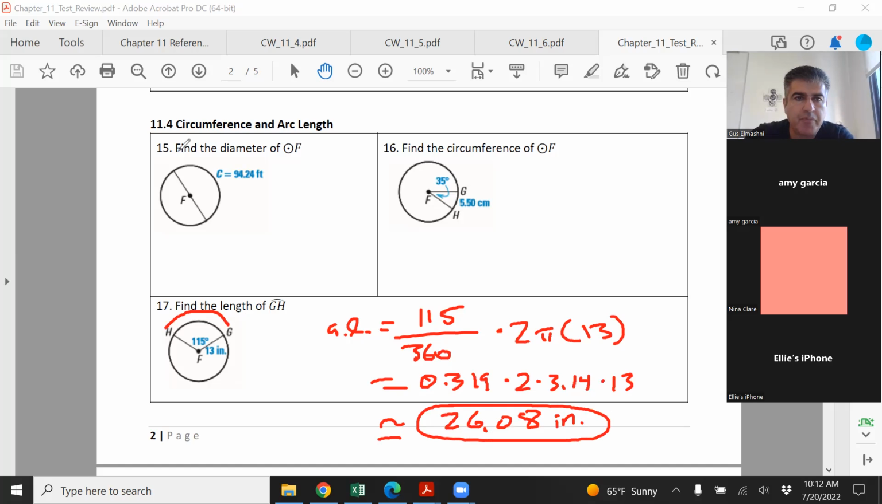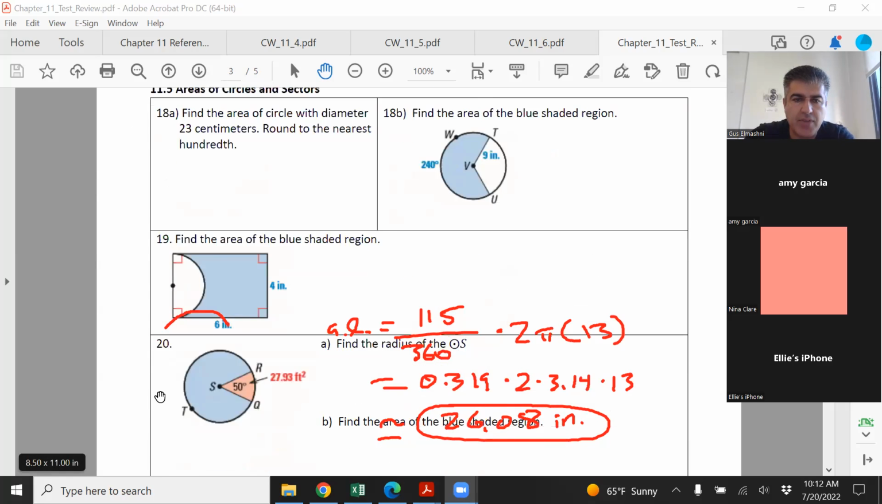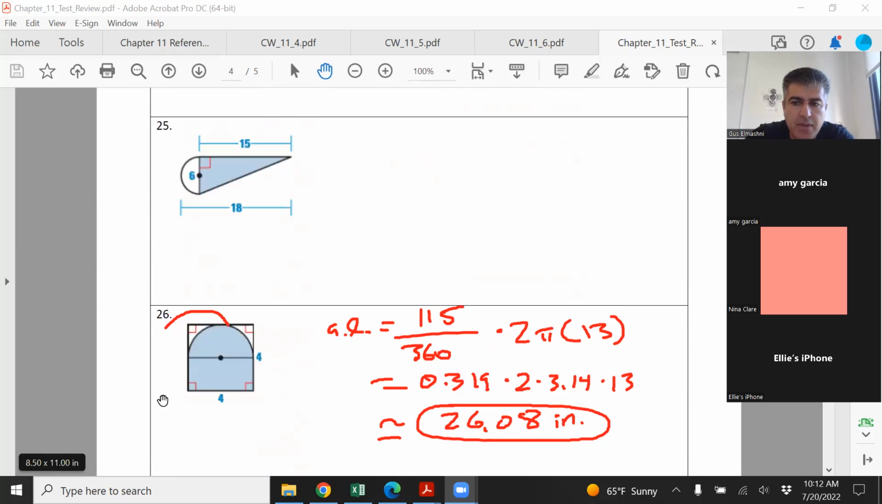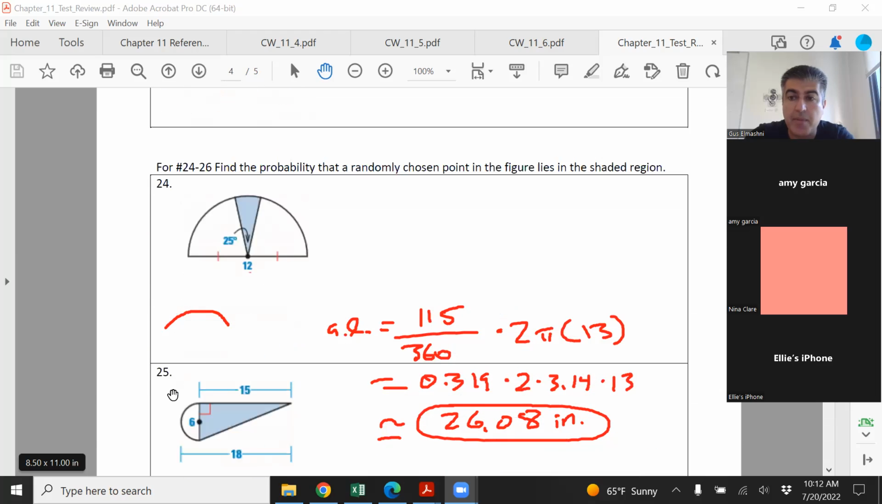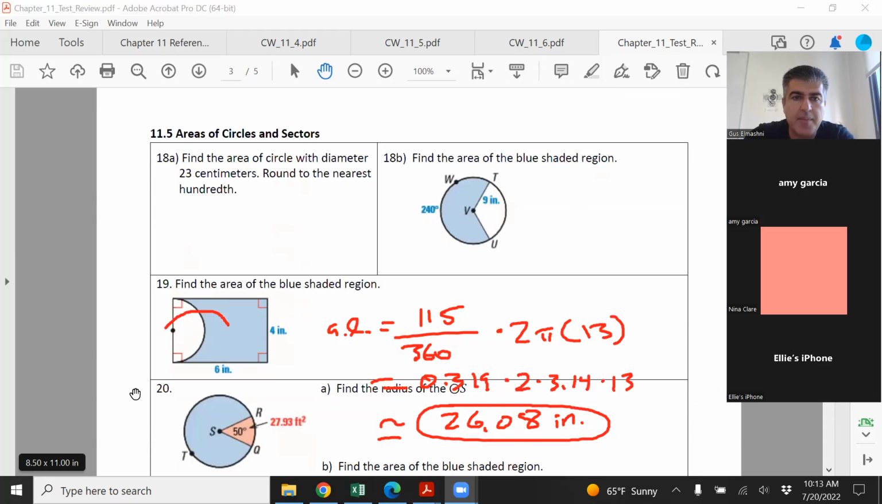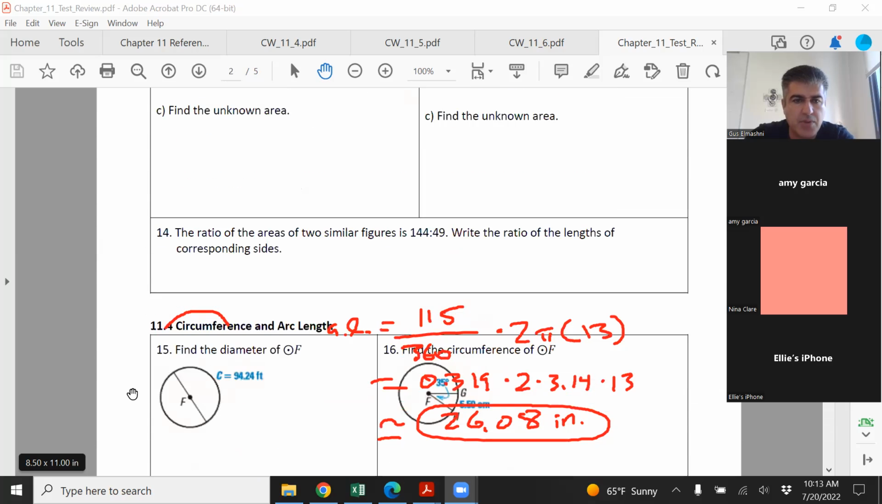We can check the answer really fast, which is right there. They had 26.09, whatever. I think I rounded a little too soon, I don't know. But yeah, that's all there is with 11.4.